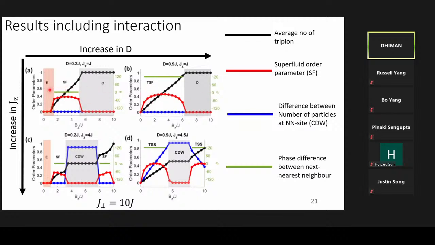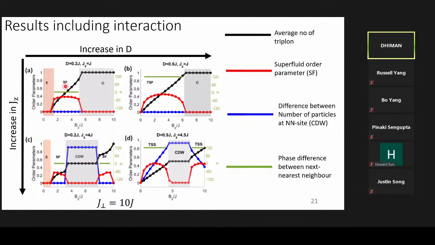It is a similar phase diagram with the A, but in place of superfluid, we get a twisted superfluid because this green line denotes the difference between the phase of the superfluid order parameter on the next nearest neighbor bonds. And as we increase the interaction among the triplons, we get the following phase diagram.